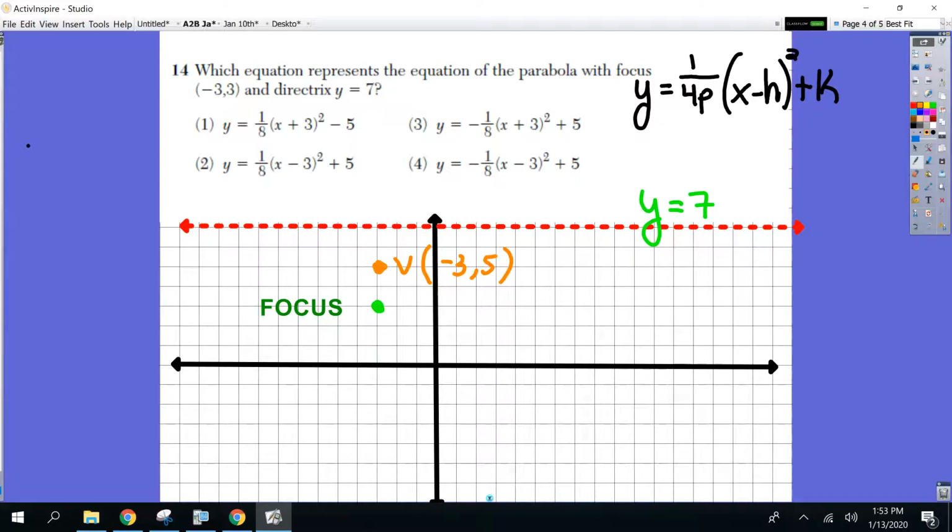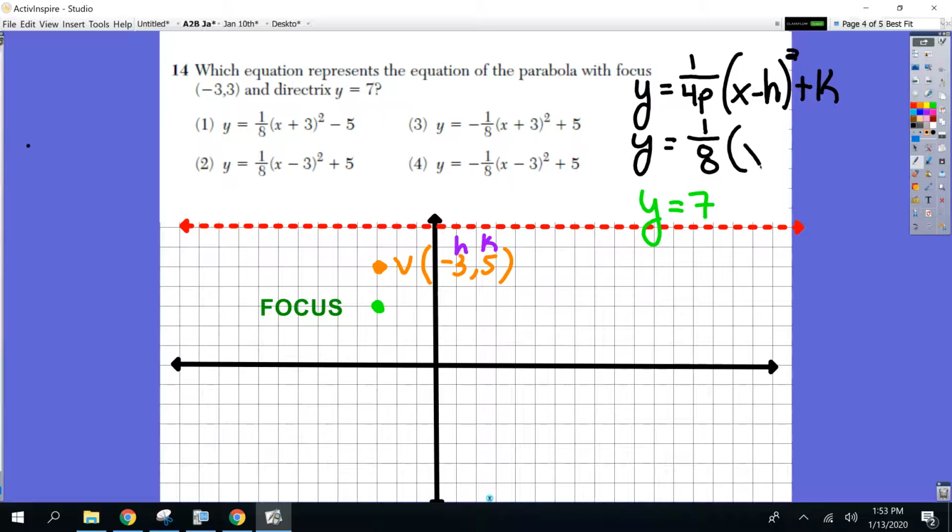Okay, let's work. What number goes in for P? Distance between the focus and the vertex is P. Your P value is 2. Multiply it, you end up with a fraction of 1/8. I hope so. Look at my choices. X and Y are your vertex. H and K are your vertex. So H, K.